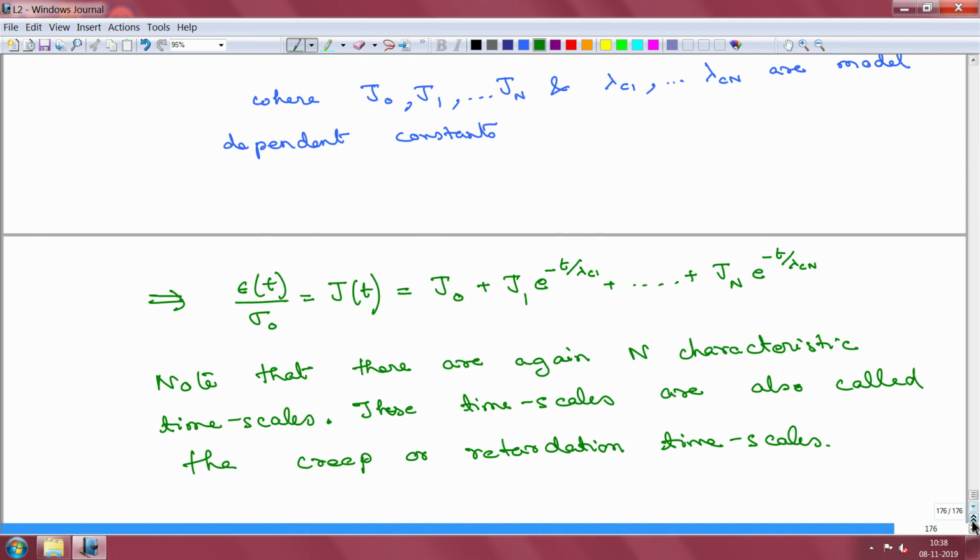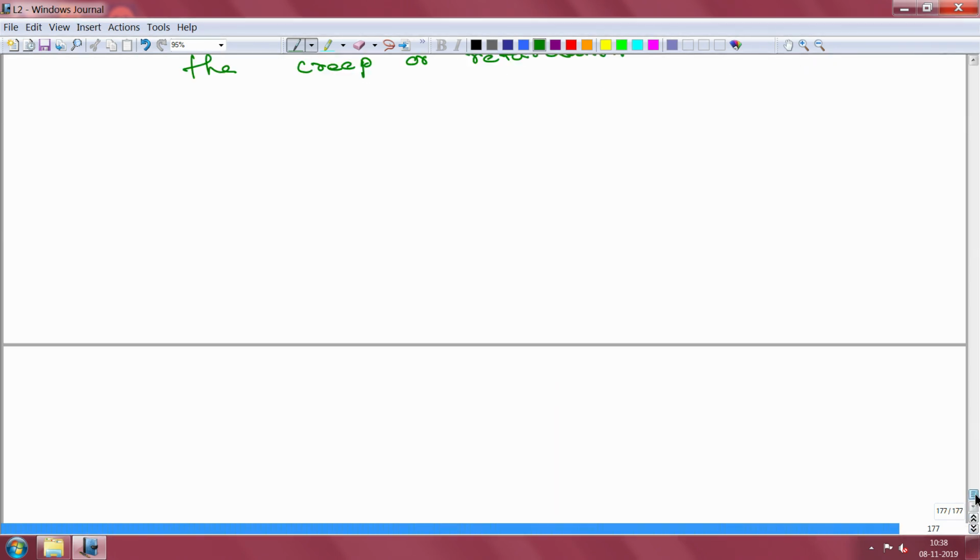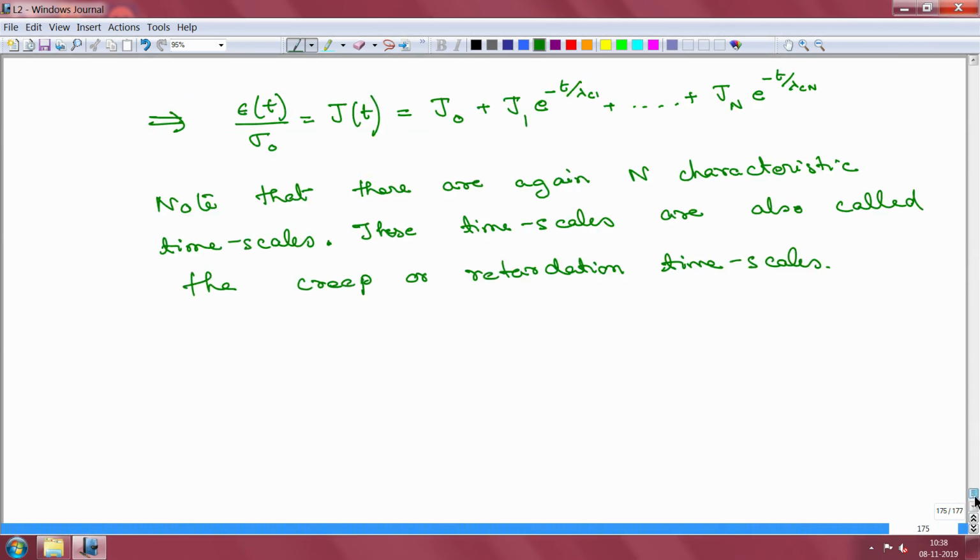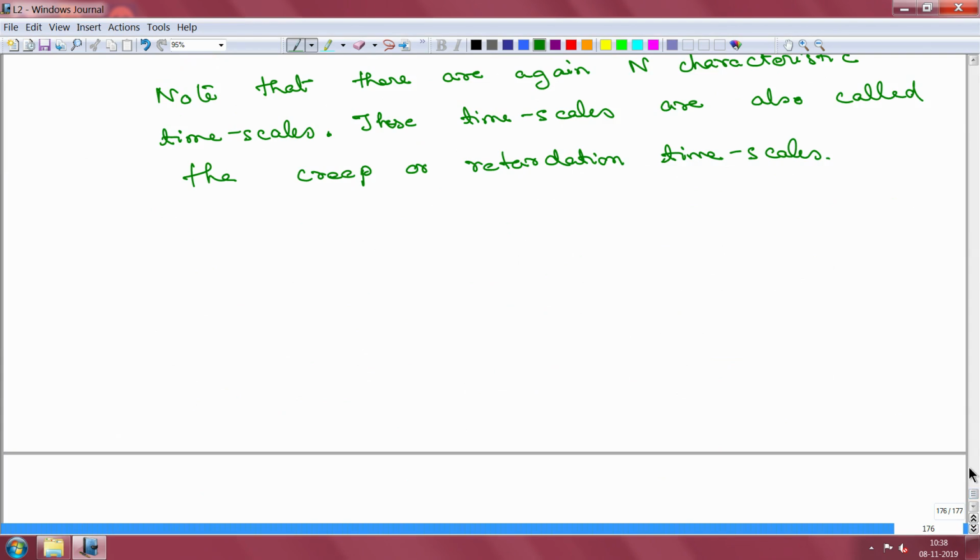Okay. So, the appropriate time scales actually depend on the particular function that you are looking at. If you are looking at the stress relaxation function, then in a model with n parameters you will have n characteristic time scales which are called the relaxation time scales, but if you are looking at the creep function, then you will also again have n time scales, but in this particular case they are called retardation time scales.